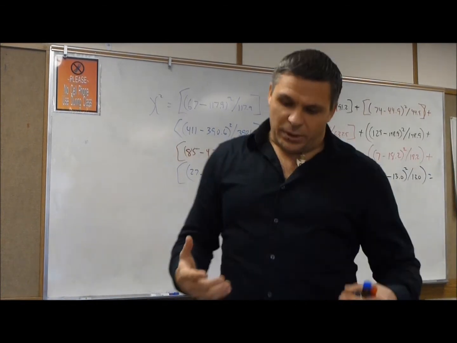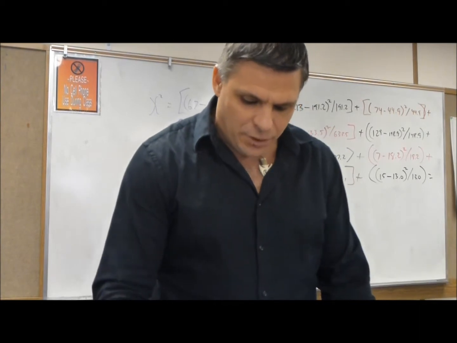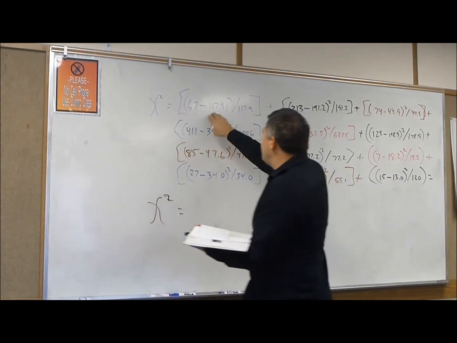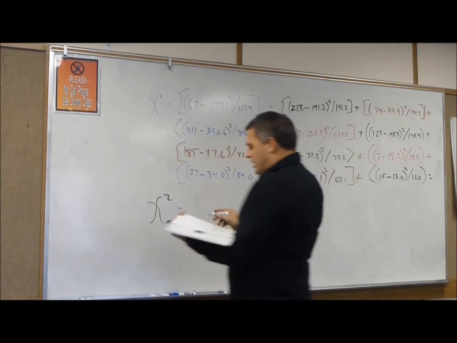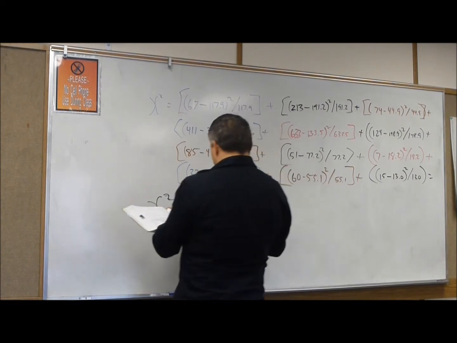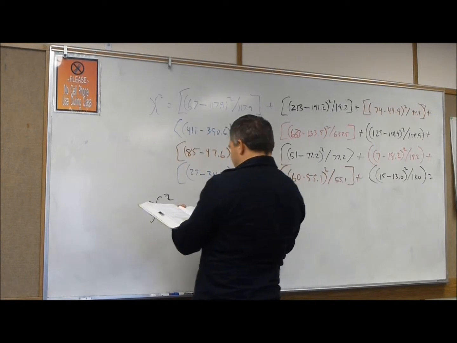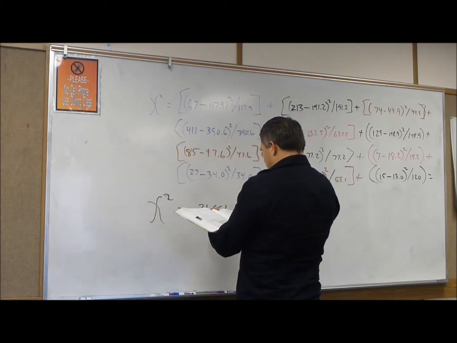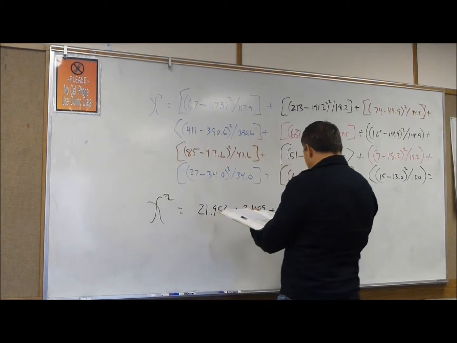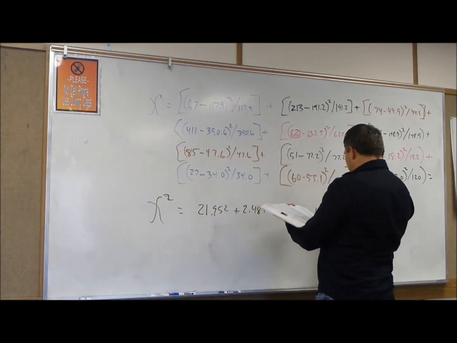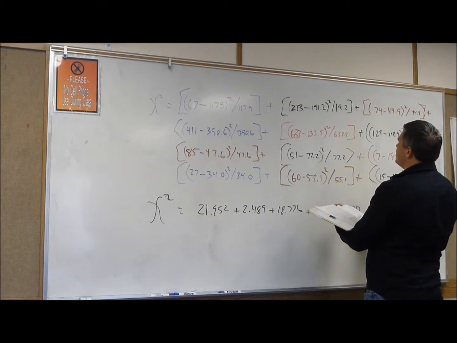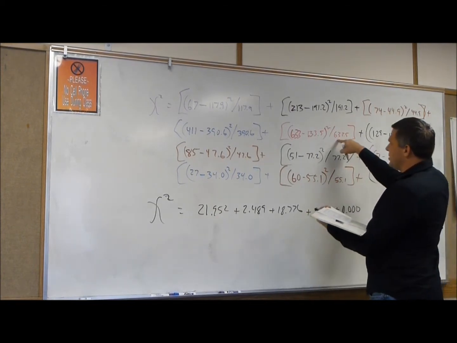And when you do all of that, what you should get is this chi-squared is equal to, and you do each one of these, okay? So you get the first one. I don't think we did it the same as in the book, but let's see. 21.952 plus 2.489 plus 18.776 plus 1.070 plus 0.000, which is weird. Which one was that? Oh, that must be this one.